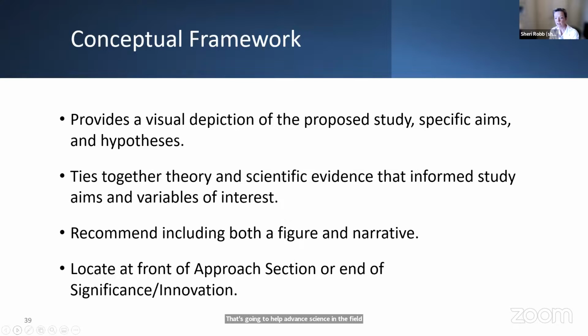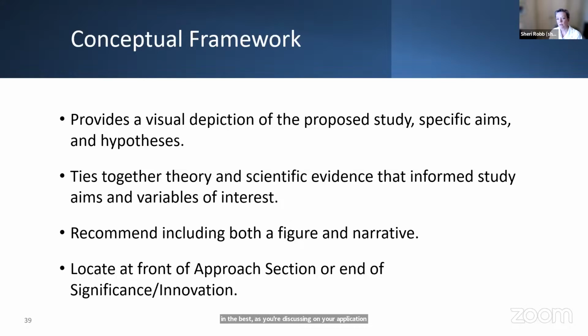Okay, and then the last piece that I'm going to address is talking about the use of conceptual frameworks in your grant submission. A lot of times these are located in the significance section, but sometimes they're included in the approach. So really it depends on where you feel that it fits in the best as you're discussing your application.